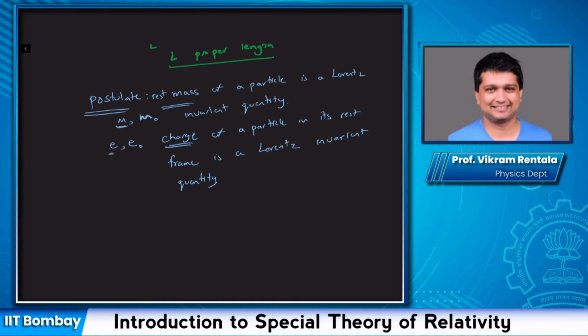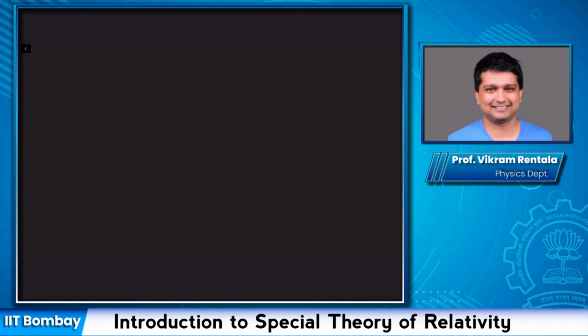So let's denote the rest mass of a particle as m, or m naught, and the charge as E or E naught. Okay, so we might switch notations and just write the mass as m and the charge as E. What we mean by this is, of course, the rest mass of the particle, or the mass in its rest frame and the charge in its rest frame. This is the only thing which we assume to be Lorentz invariant.